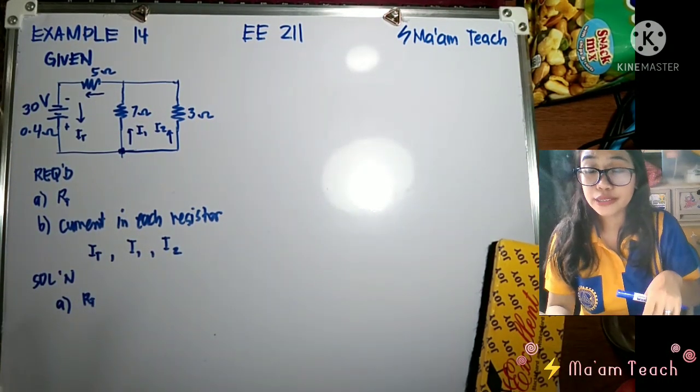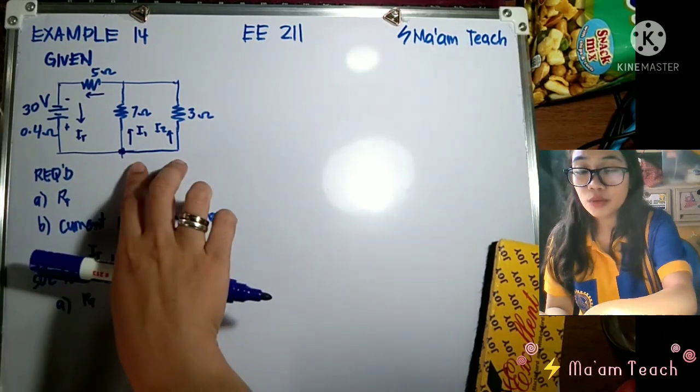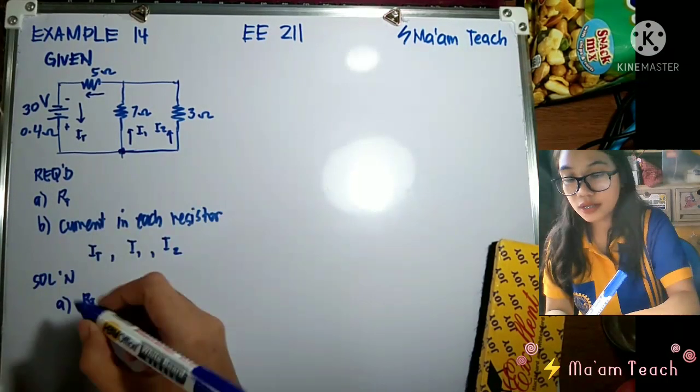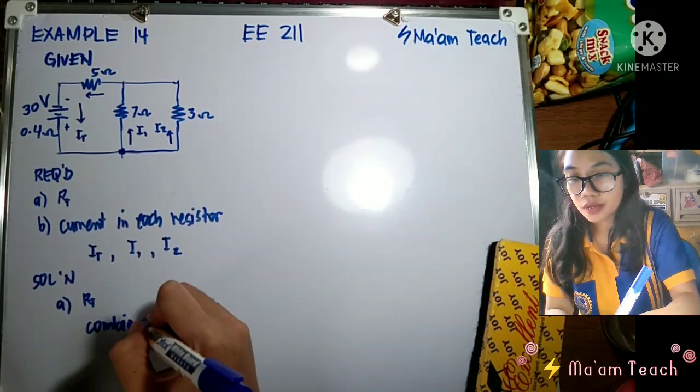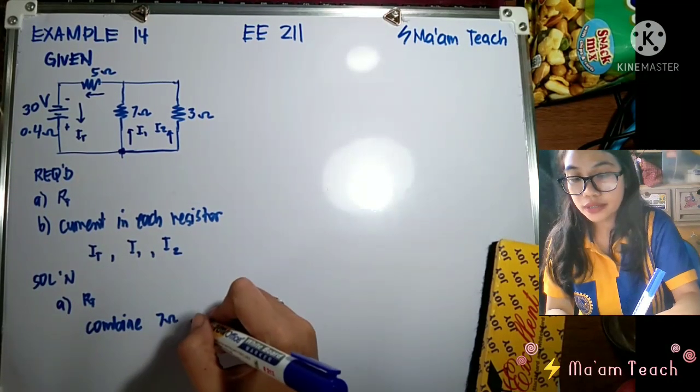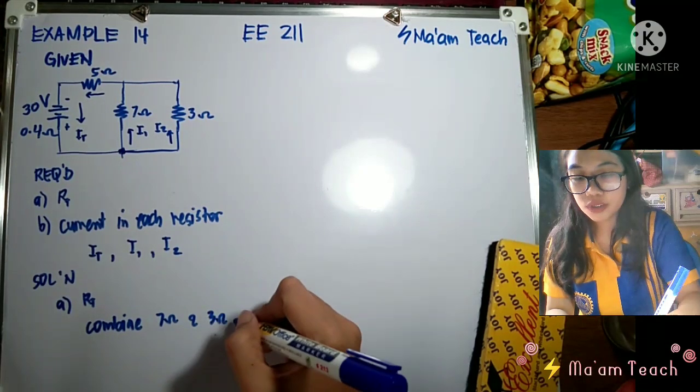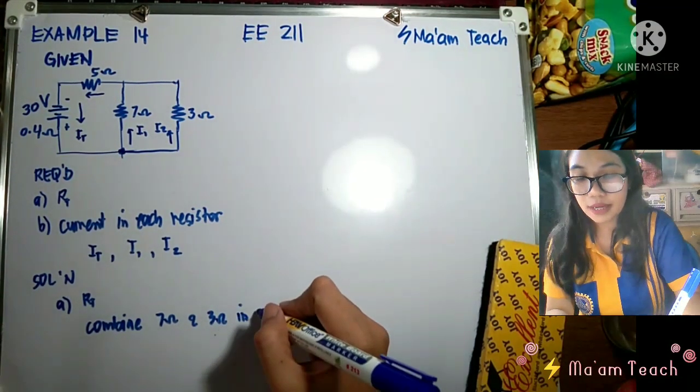Okay, so from here, we will be combining 7 and 3. So first step is let's combine 7 ohms and 3 ohms in parallel.